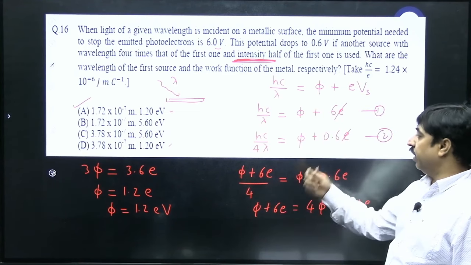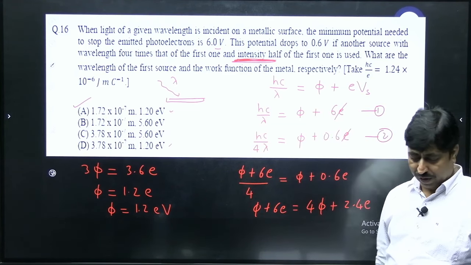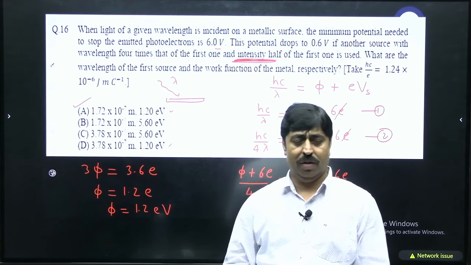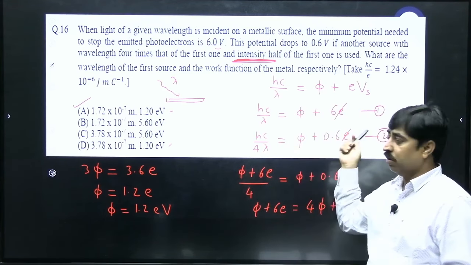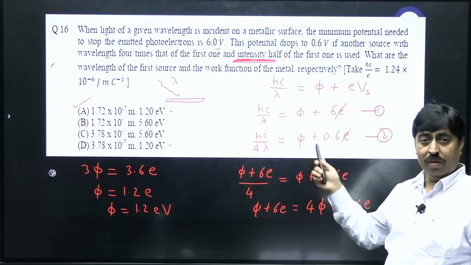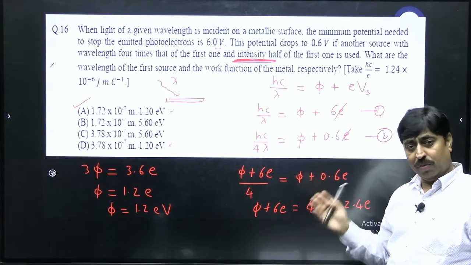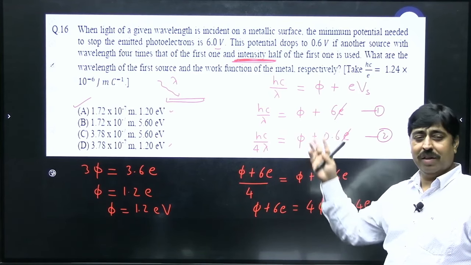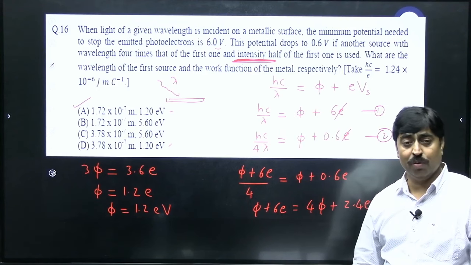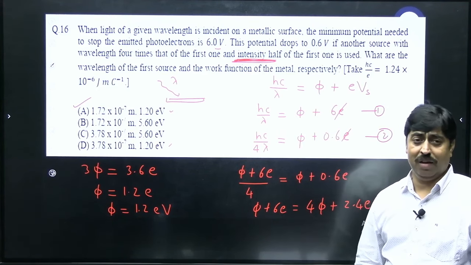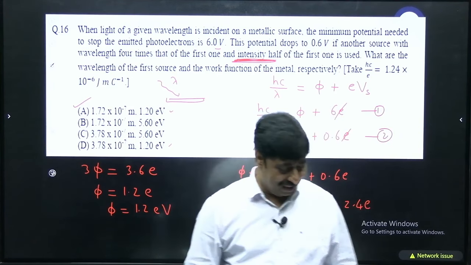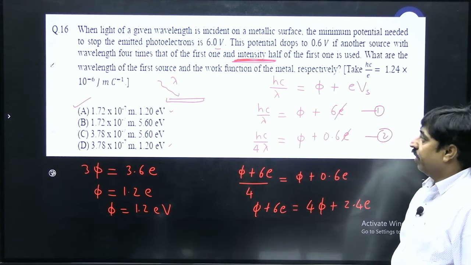You just need to substitute this value of phi and simplify for lambda in any of these two equations. So you just need to know one formula. There are two conditions given. You just write that formula for two conditions. There are two unknowns. It is a linear equation in two variables x and y. Simplify. That is the whole question. What can be easier than that? What do you expect? Nothing. It's so easy. Okay.